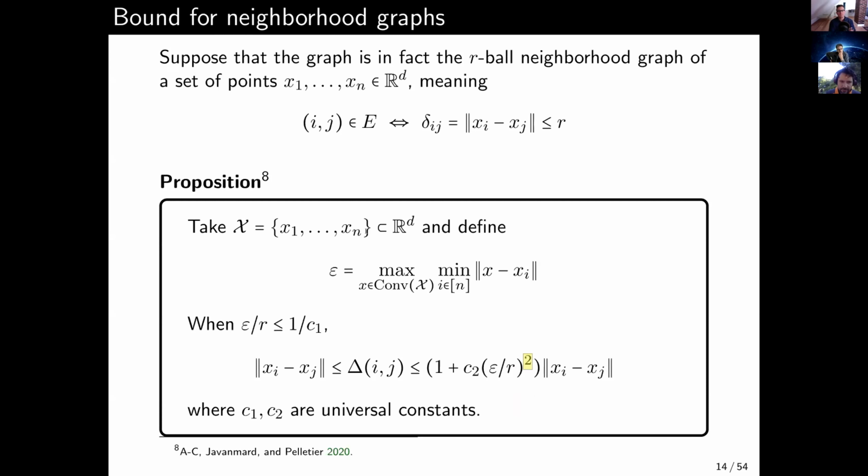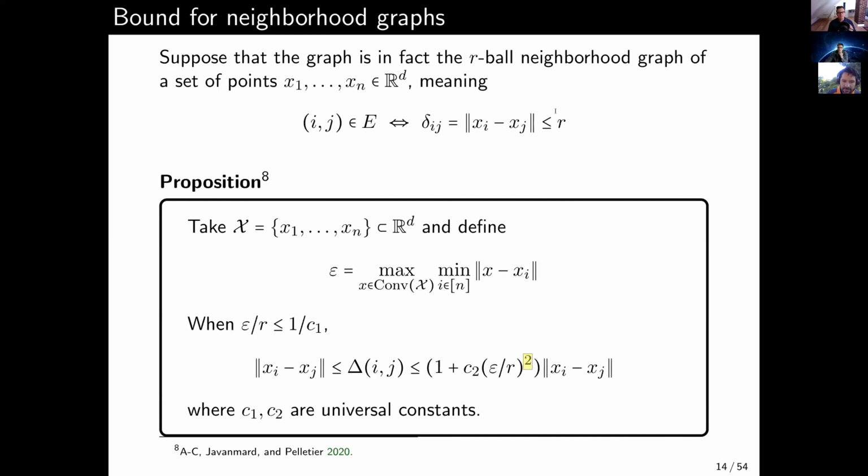We have a set of points x1 to xn, and those are the real ones. y1 through yn are the ones that are returned by the method. That's how the notation goes here. Epsilon is the density of the points inside their own convex hull. Convexity plays an important role here because we're using paths in the graph to estimate Euclidean distances. So if the xi's are not dense in their convex set, imagine there is a hole, then we wouldn't be able to recover all Euclidean distances accurately.